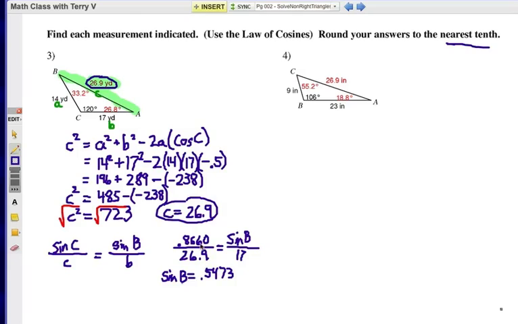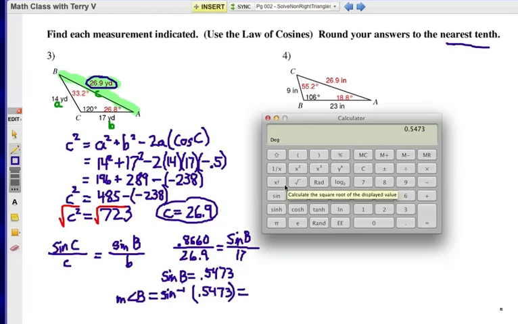Which is 0.8660 times 17. Don't forget to divide by 26.9, and we get a 4-digit answer, 0.5473. Now that's the sine value. Let's do the inverse sine to find the angle.